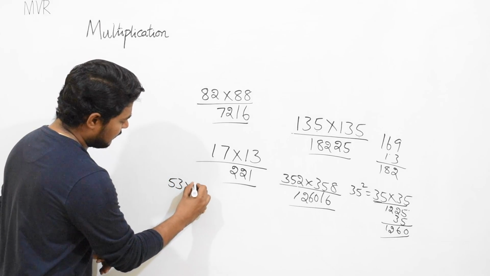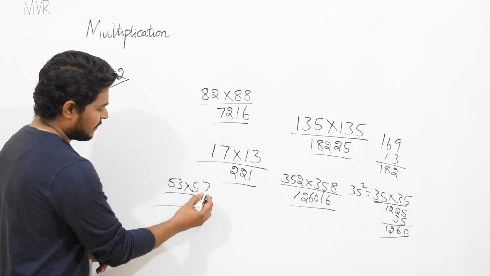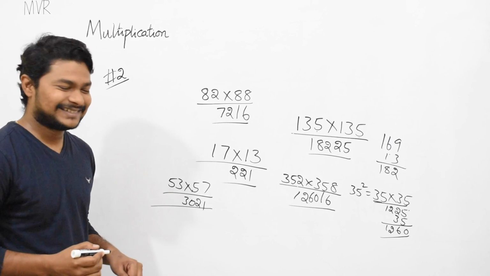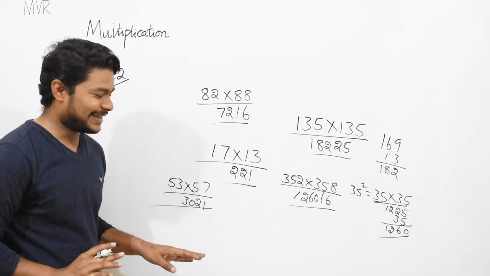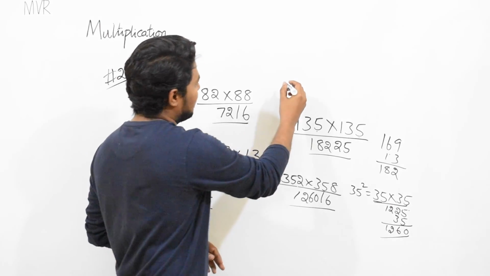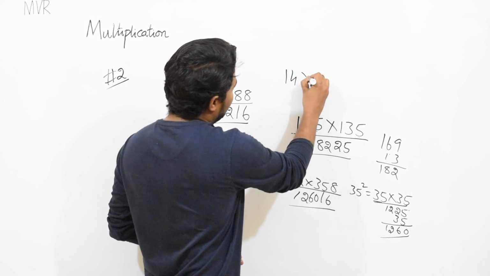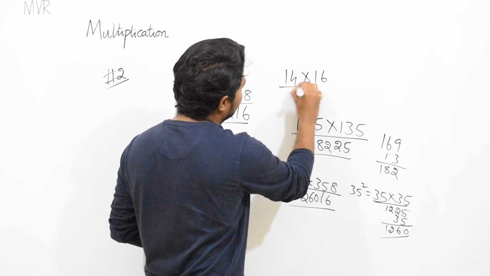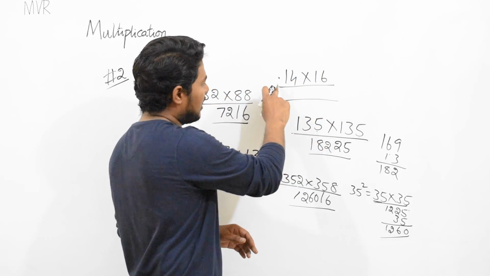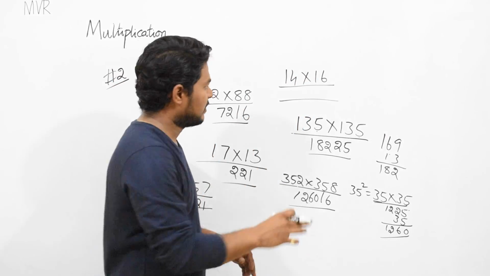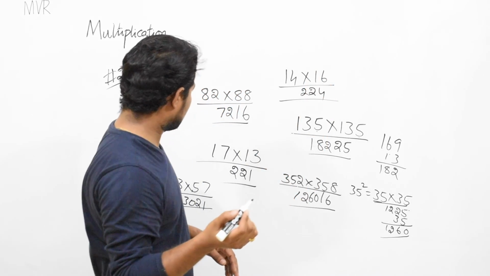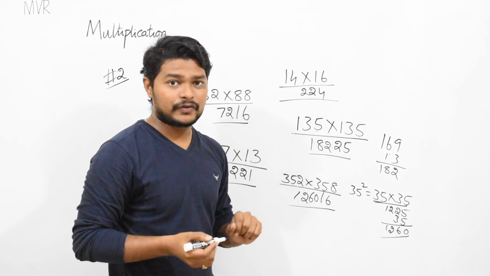53 into 57. 3 sevens are 21, 5 sixes are 30. Within seconds we are solving, right? We will solve another problem. 14 into 16. Here also units value sum is equal to 10 and tens value or hundreds value will be same. 6 fours are 24 and 2. I think this we have solved. Yeah, this will be 224.